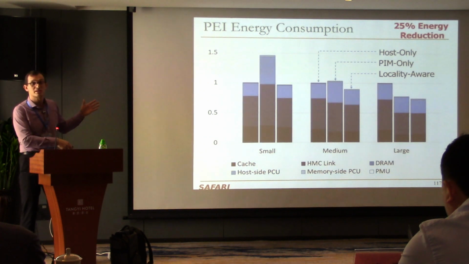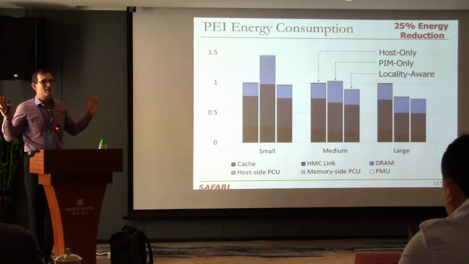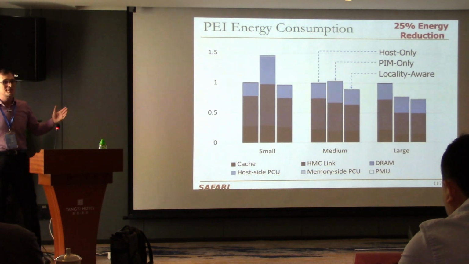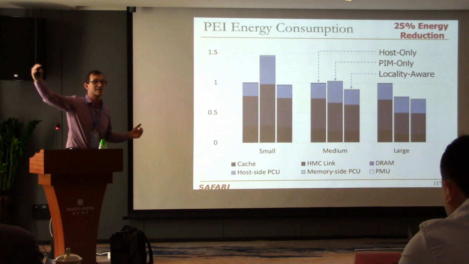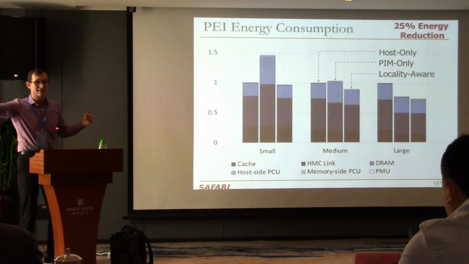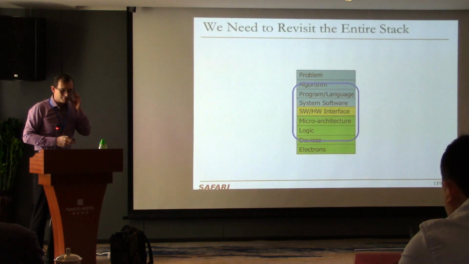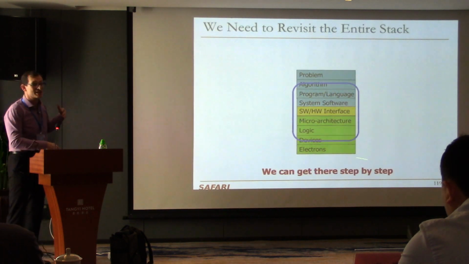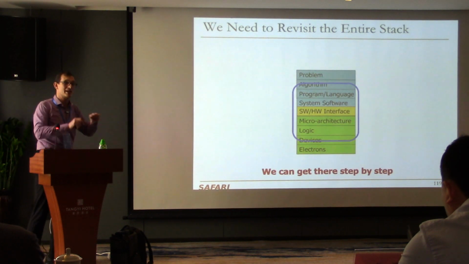When you have small data sets which fit in your cache, you don't get benefit. And that's expected, right? Processing in memory, or processing near the data, provides you the most benefit when your data sets are large and you're operating on lots of data in the end. If you're interested, this paper has more detail. But again, this is an example of getting there step by step.